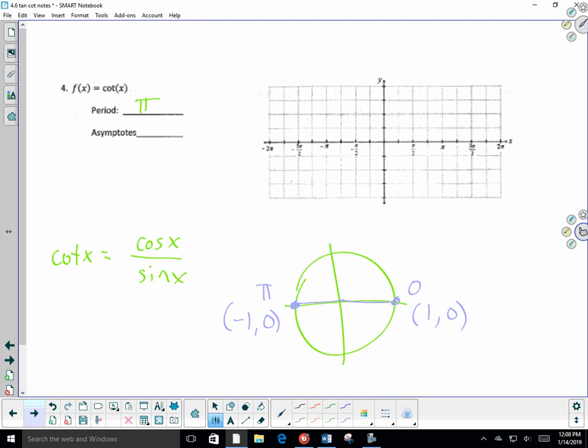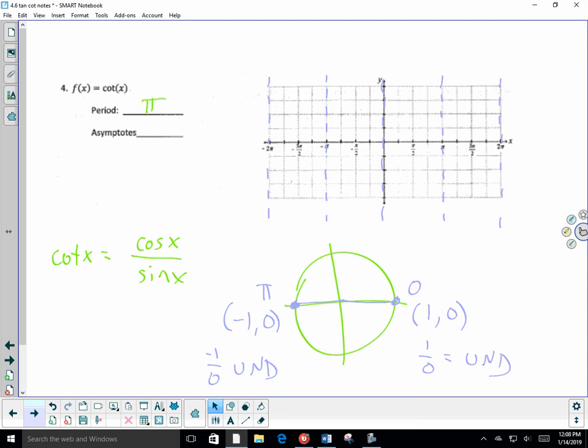Whoa. So if I take the x over the y, I get 1 over 0, which is undefined. If I take -1 over 0 here, I get undefined. So that tells me that I'm going to have vertical asymptotes at 0, and at pi, and again at 2 pi, and at -pi, and at -2 pi, and so on. These are different vertical asymptotes for cotangent than there were for tangent. But notice they are still pi units apart. So that's why the period is still pi. The period is pi for cotangent and for tangent.